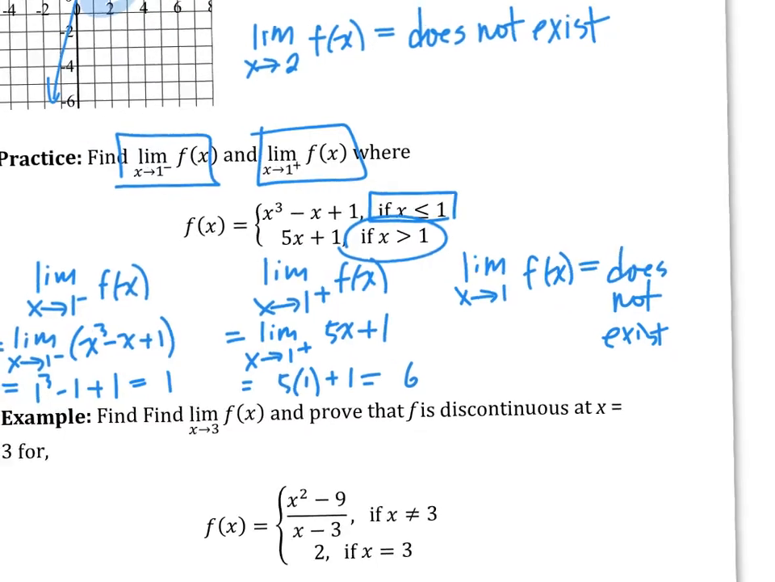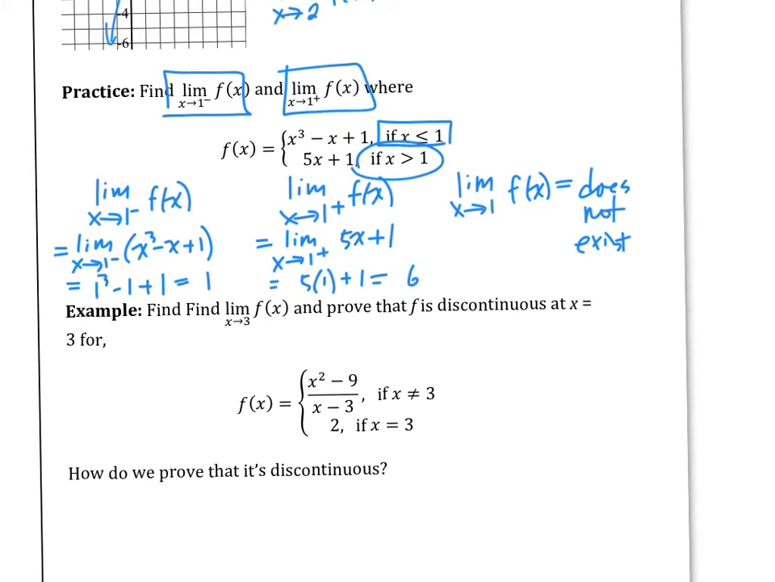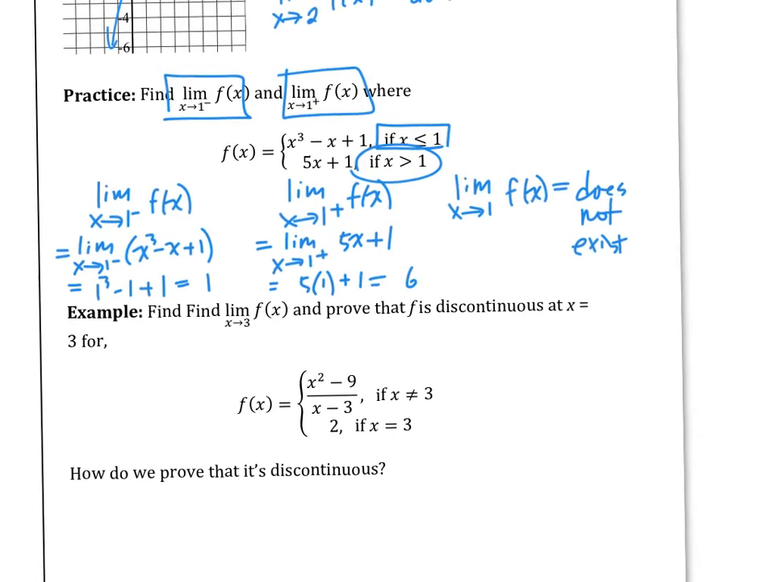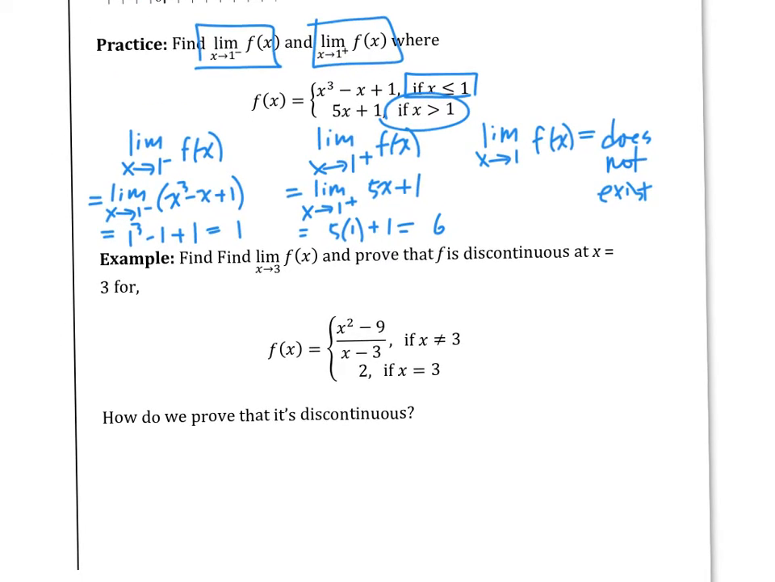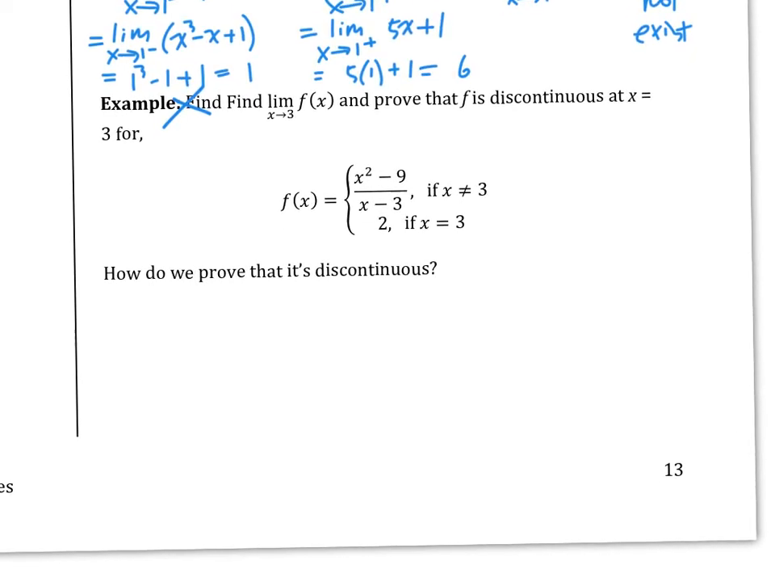Now let's look at another type of question. This next question says, find the limit as x goes to 3 of f of x and prove that f is discontinuous at x equals 3. Okay, how do you prove that it's discontinuous?